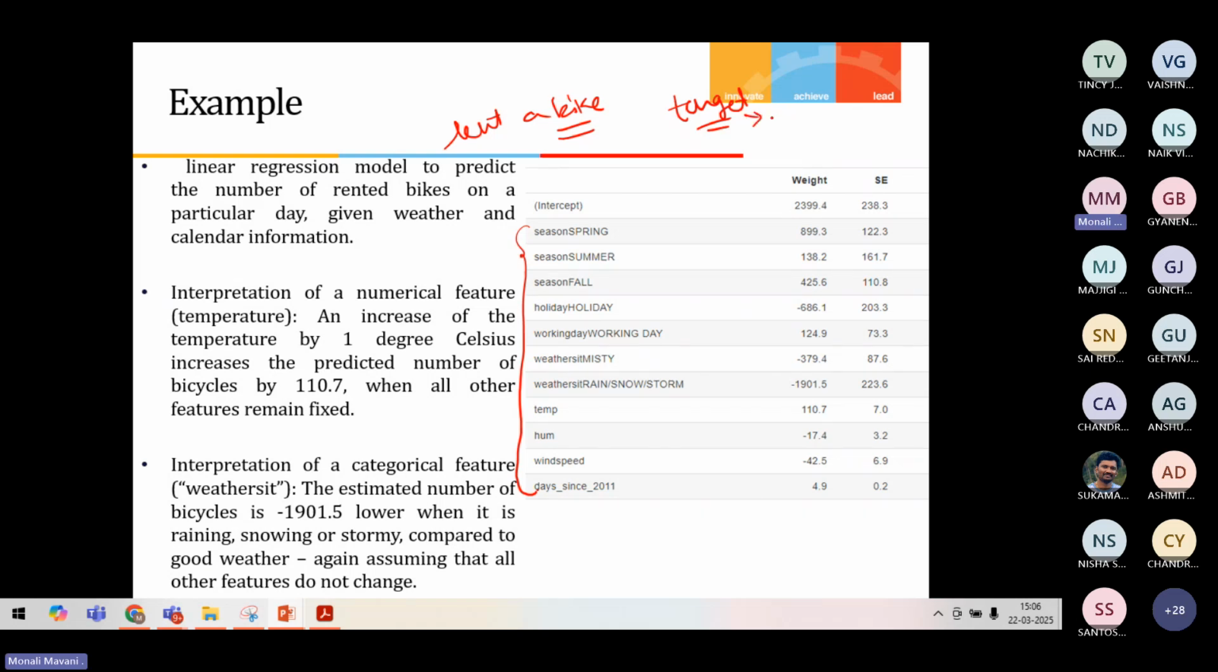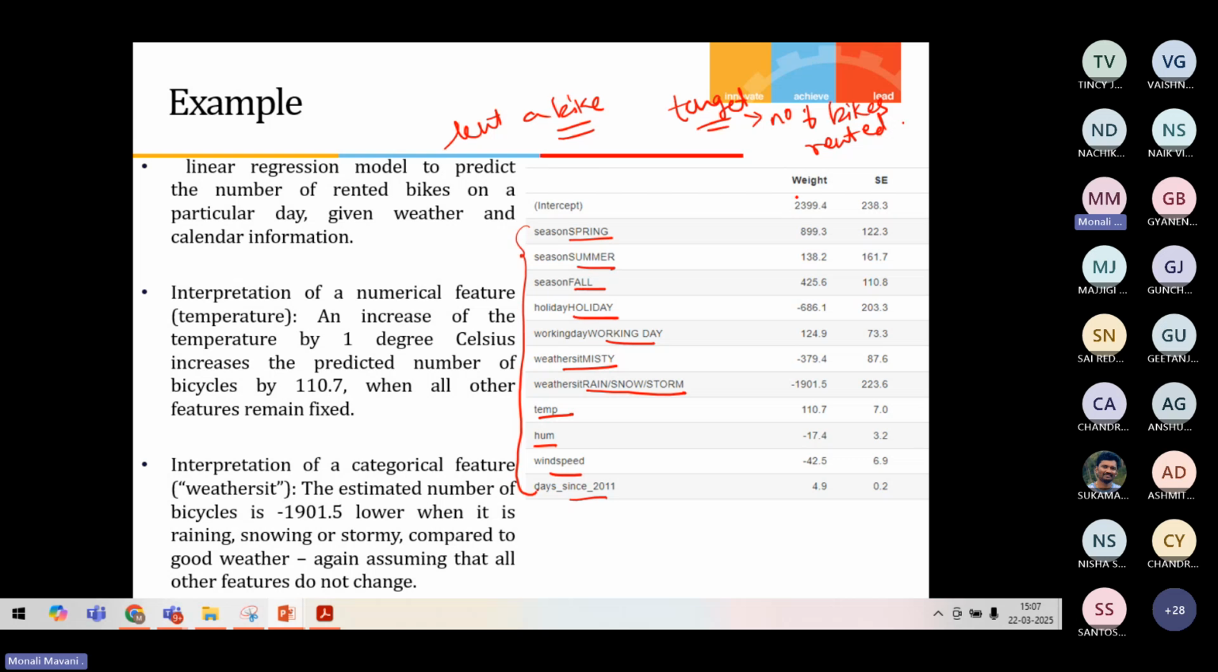So say my target is the number of bikes rented on a particular day. We are predicting the number of bikes, so it's a regression problem, and we have all these features: season, spring, summer, fall, holiday, working day, weather, misty weather, rainstorm, snow weather, temperature, humidity, wind speed, days since 2011, some random feature. So these are the features, and we have trained the model.